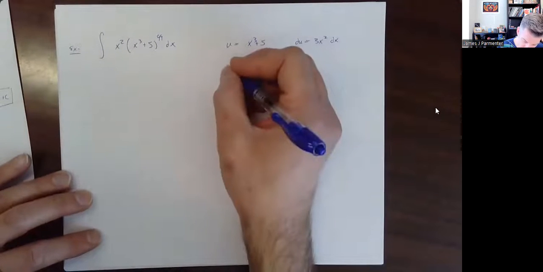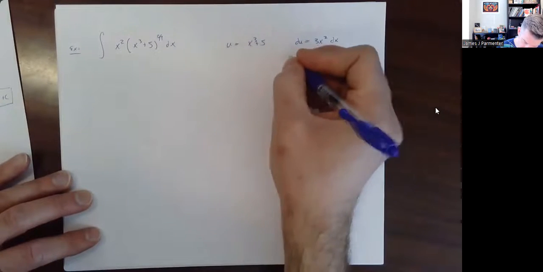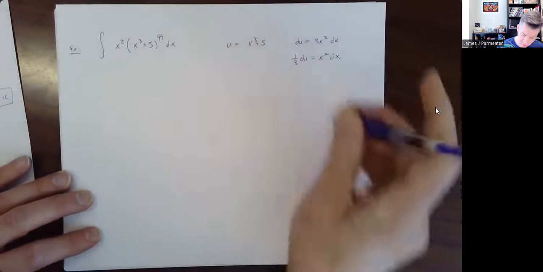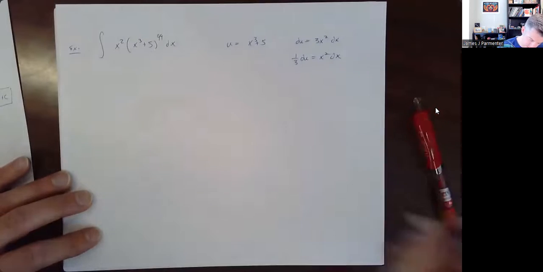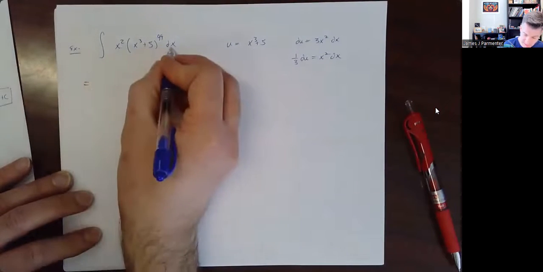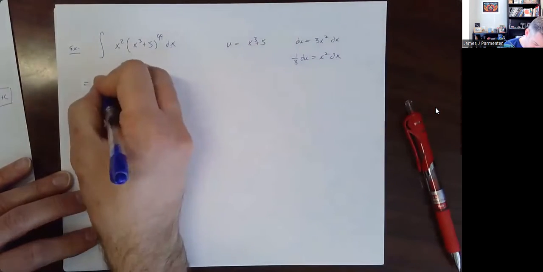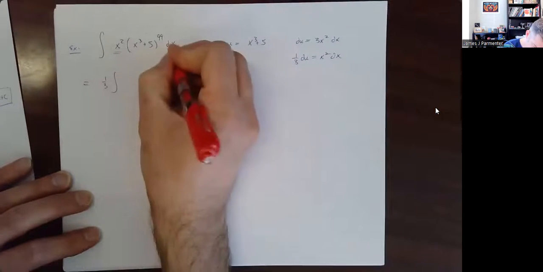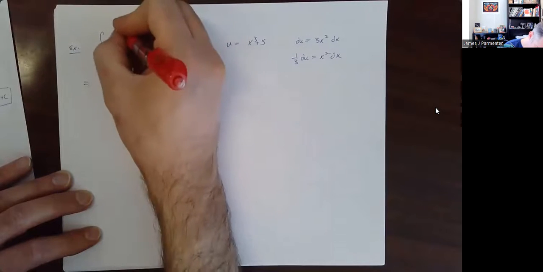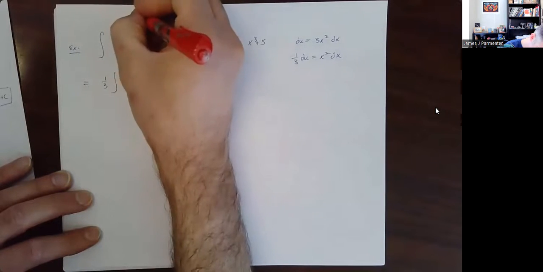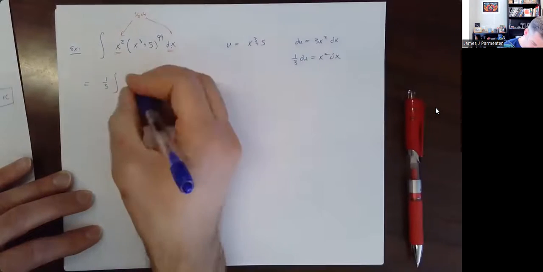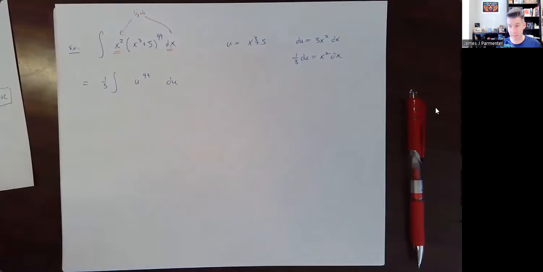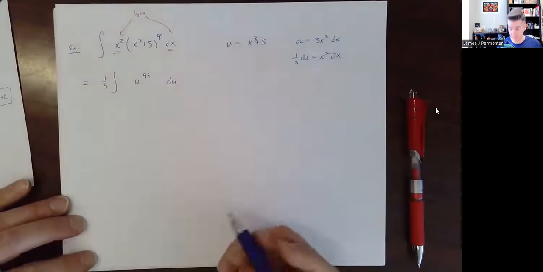So here we would say that 1/3 du equals x squared dx. That's the way I prefer to do it. So then this integral is going to equal, well, the x squared times dx is going to become the 1/3 du, and then the rest is just u to the 99th power. When we're doing a u sub, every x has to turn into u. Specifically, the dx must turn into du.